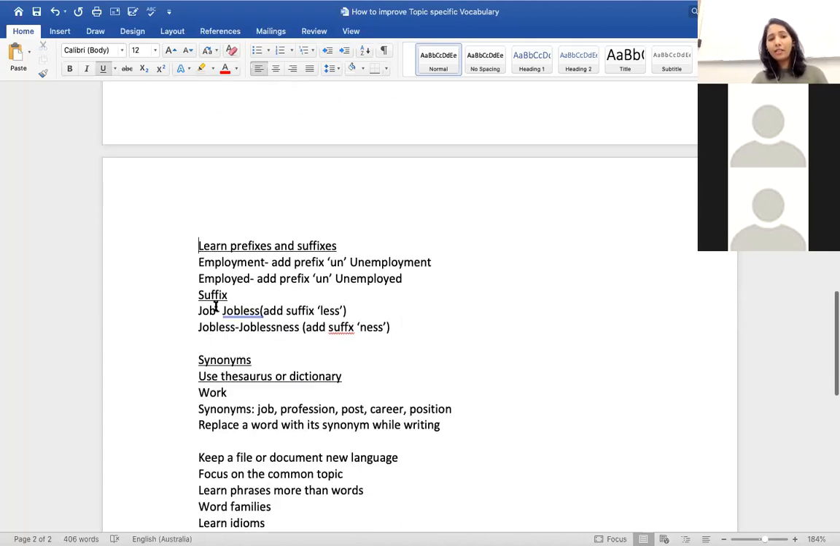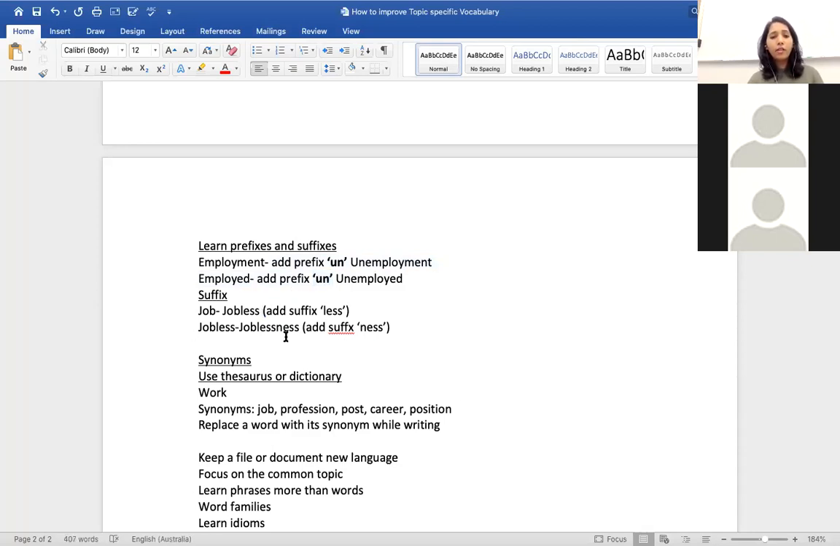What are the other suffixes? Prefix: pre means before, so these are fixed before the word, a prefix. And suffixes are fixes that come after. So jobless, joblessness.